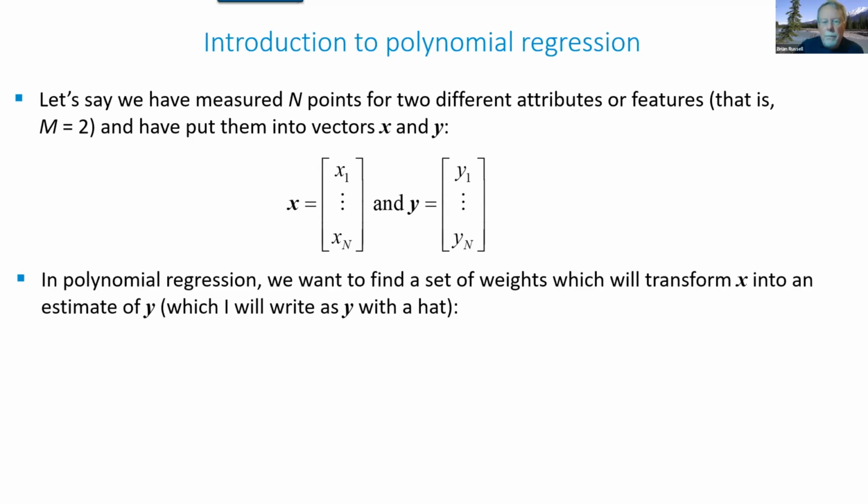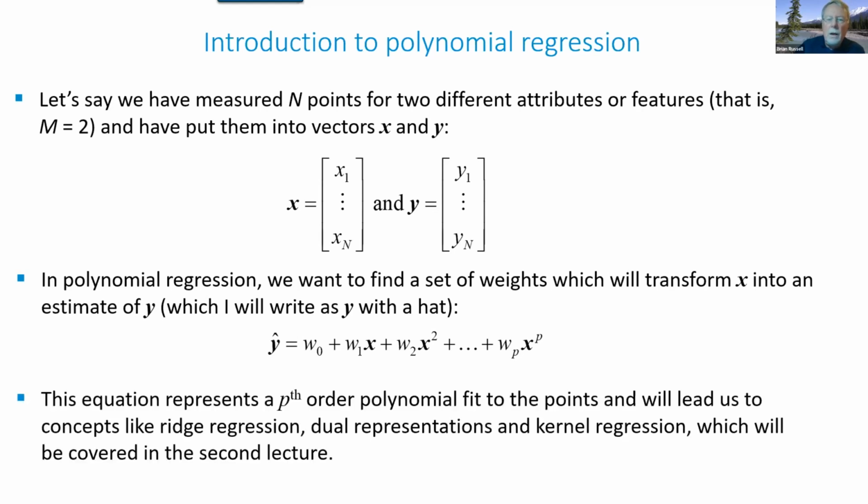Okay, so in polynomial regression, what we want to do is find a set of weights. So we'll transform x into an estimate of y, which I'll write as y with a hat. So y hat is equal to w0 plus w1x plus w2x squared plus ... plus wp x to the p, where p is the pth order polynomial fit. And so this is actually going to lead us to a lot of very interesting concepts like ridge regression, dual representations, and kernel regression, which, as I said, will be covered in a second lecture.